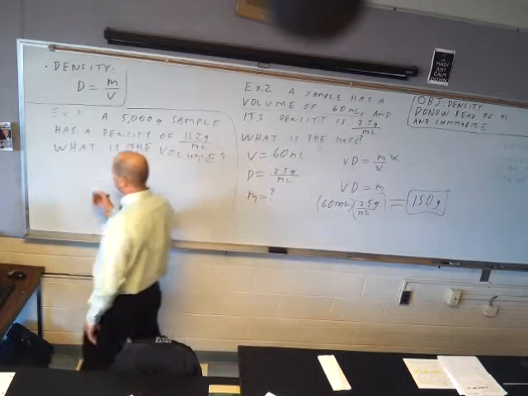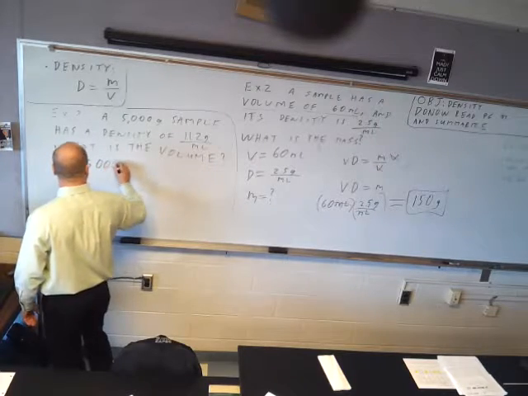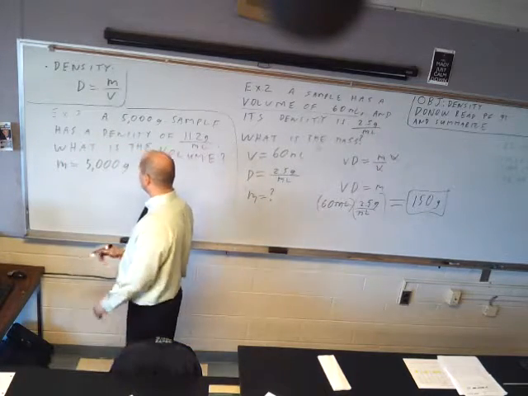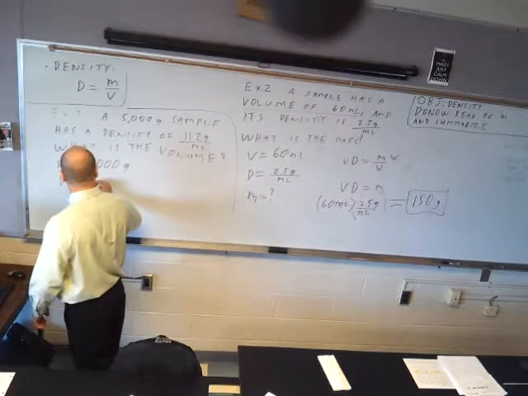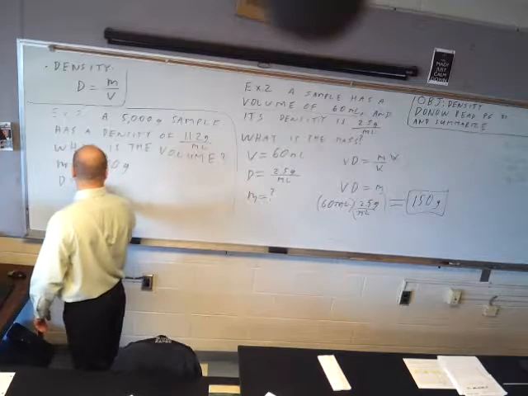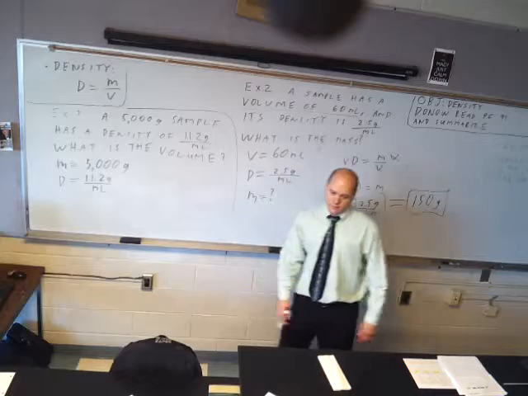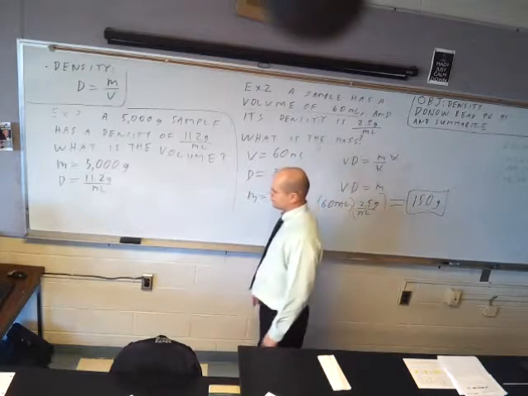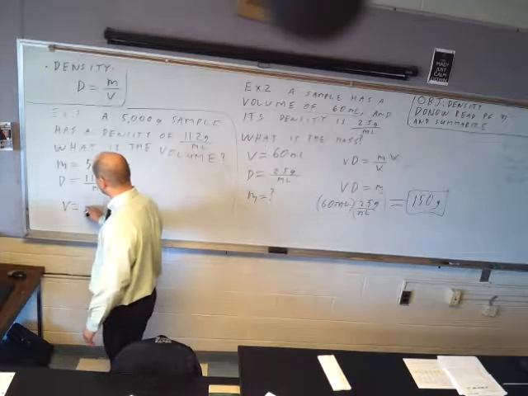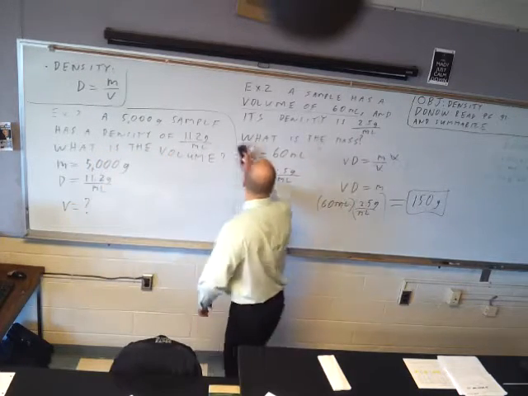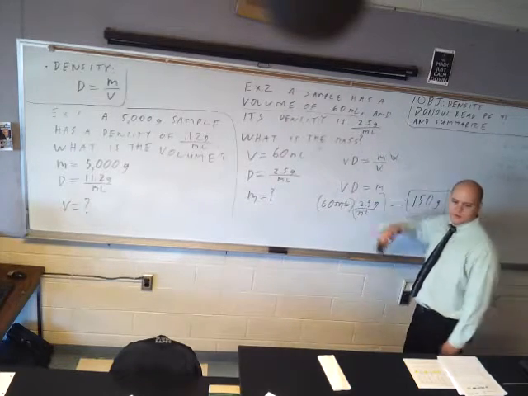So again, write your givens down. M equals 5,000 grams. D, density, is 11.2 grams per milliliter. And then of course volume is what I asked you for, so put V equals question mark. You can erase all this, right?